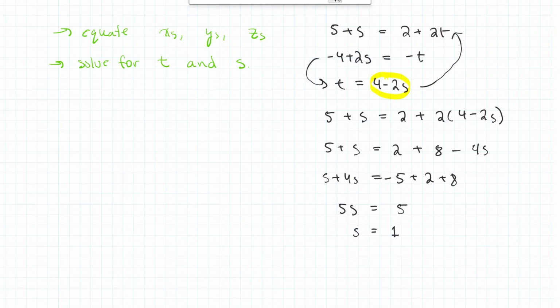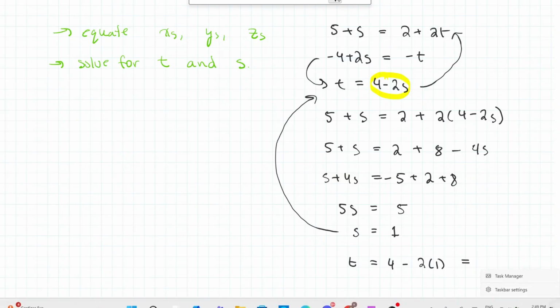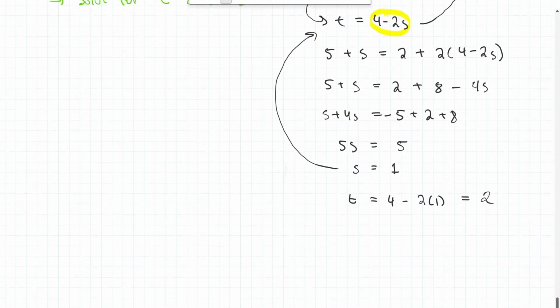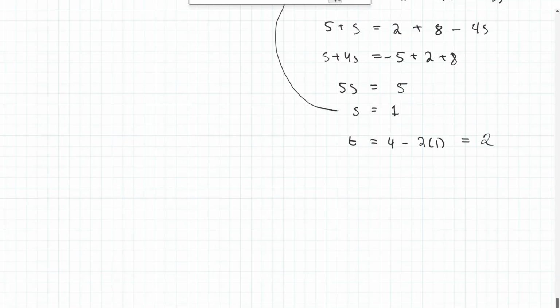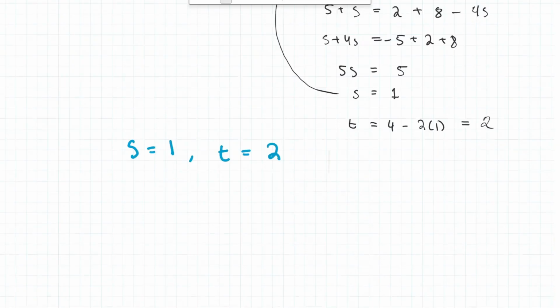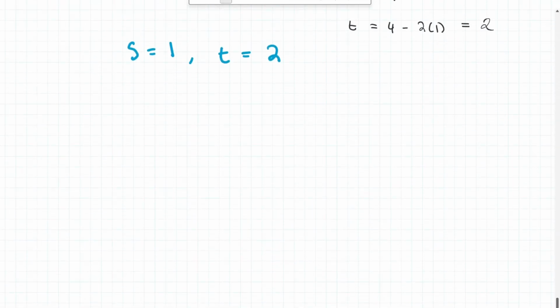And then now we can just plug that back into our t. So then t equals 4 minus 2 times 1. So t equals 4 minus 2, which equals 2. Okay, so let's just summarize what we have there. So we found that s equals 1, and we found that t equals 2. So now we want to plug this into our third equation. So our third equation is negative 2 plus 3s equals 1 minus t.